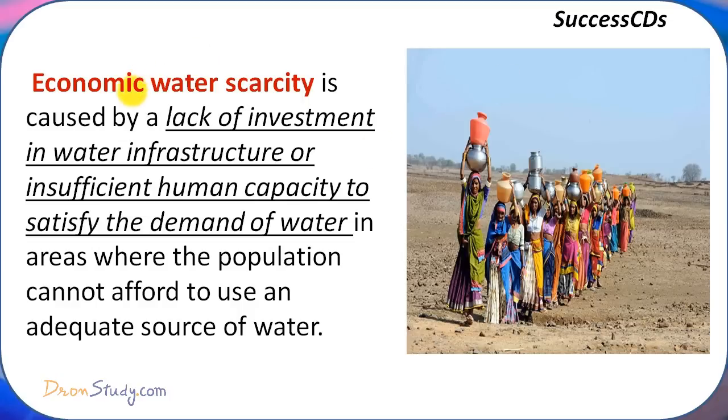The second one is economic water scarcity. Economic water scarcity, here you can see that is related to investment. Economics means money or investment. This type of scarcity is caused by lack of investment in water infrastructure or insufficient human capacity to satisfy the demand of water. For example, this type of scarcity is in poor countries. Some parts of India also, but this type of scarcity is more in Africa.